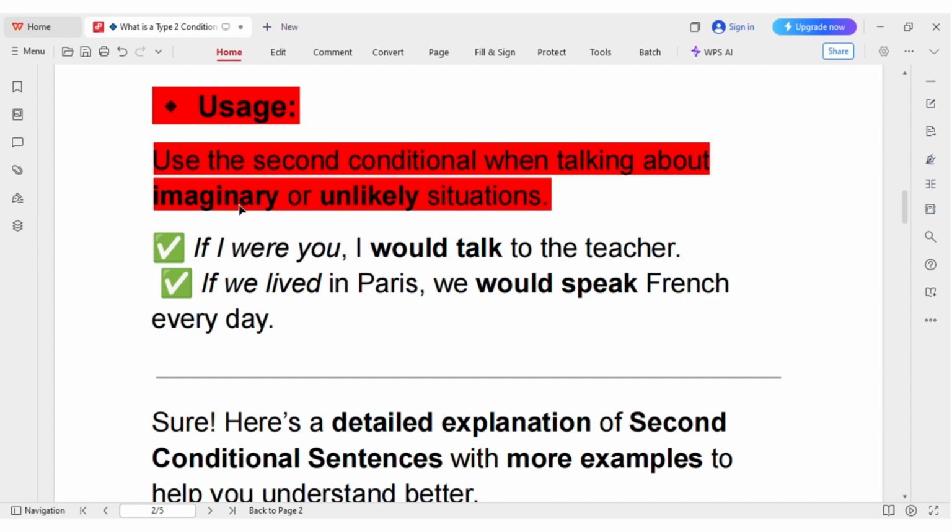Whenever we have to explain this type of situation, then we have to use the second conditional sentence, and if clause will be in past simple and main clause will be in would, should, could, might.